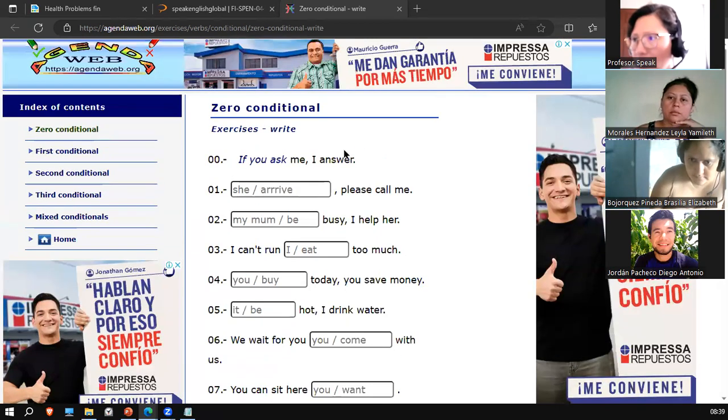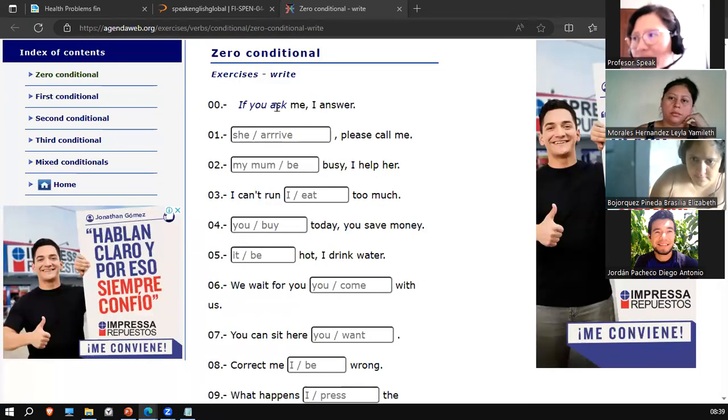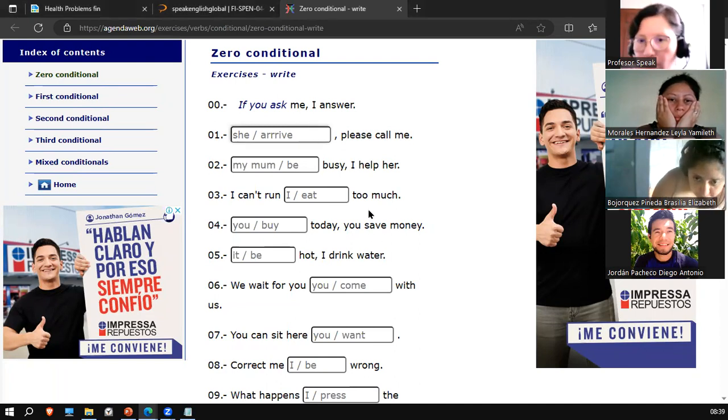Vamos acá. Zero conditional. If you ask me, I answer. Okay, so we are putting into practice what we are learning. Okay, what about here? Number 1. Okay, vamos con la if clause. ¿Cómo haríamos esta oración?